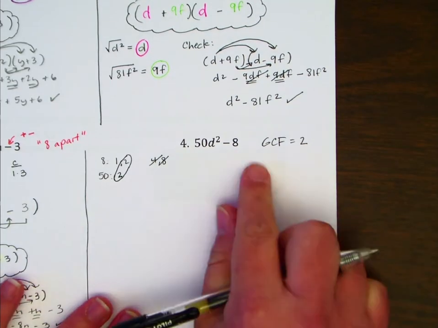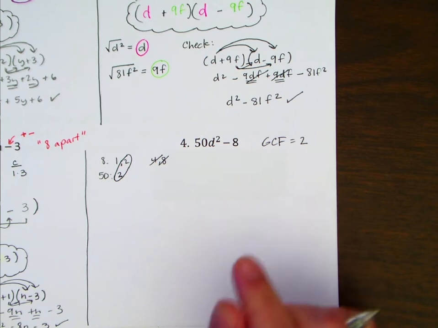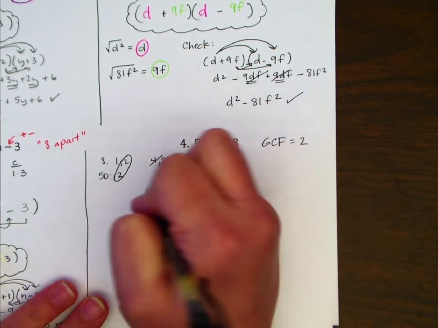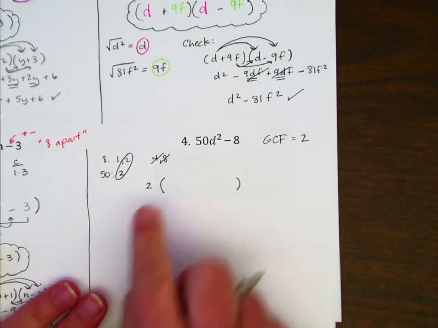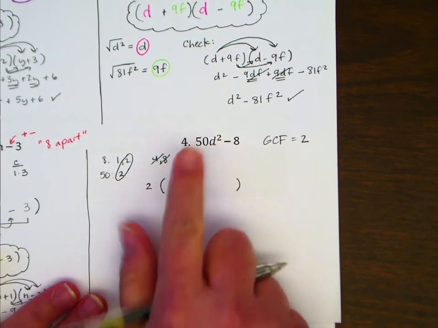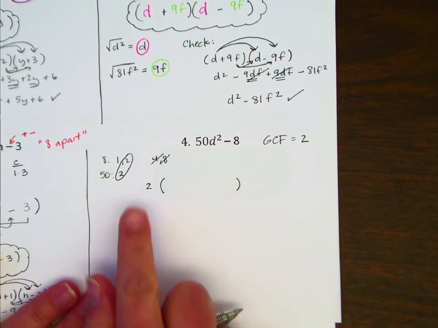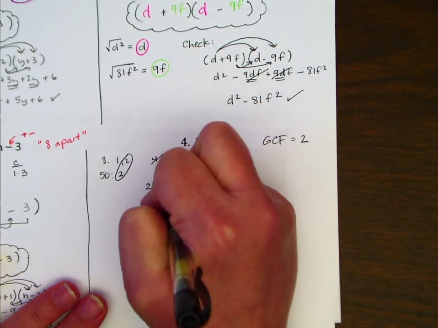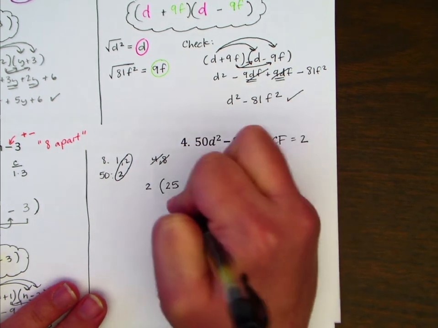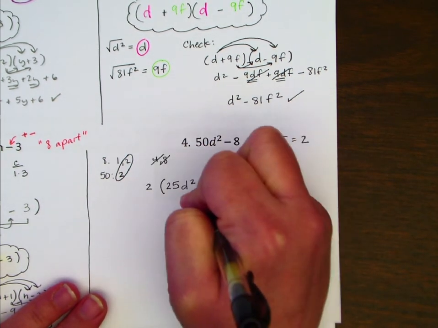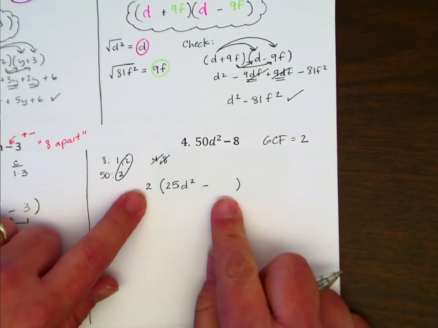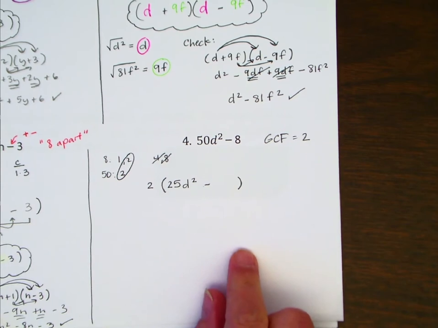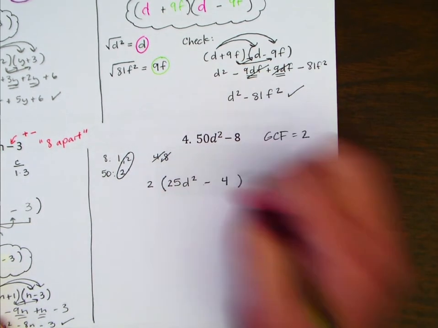Now remember, when you're factoring out a GCF, you always have 1 parentheses. So I'll put a 2 on the outside with 1 parentheses. So what goes right here? 2 times what gives me 50d squared? 2 times 25 gives me 50, and then I need that d squared. There's a minus right there. There's a minus right there. So what goes right here? 2 times what gives me 8? 4. All right, let's check our flow chart.